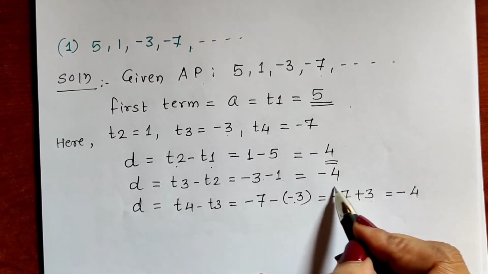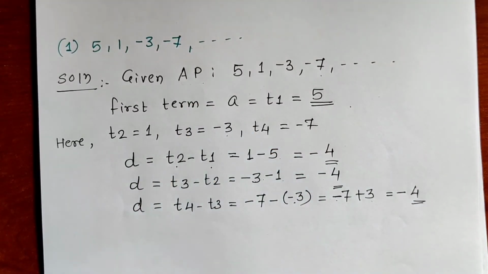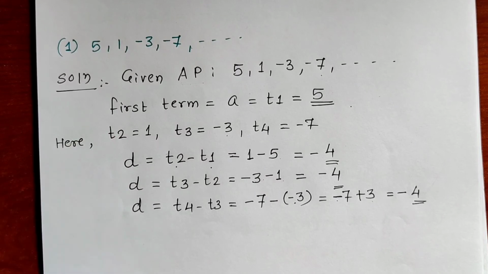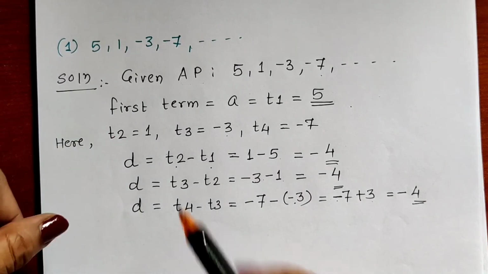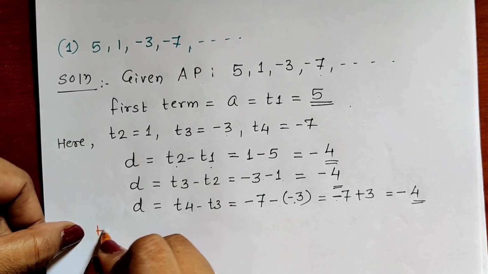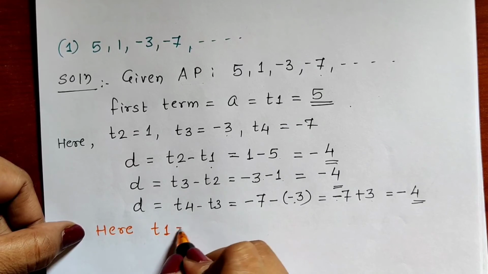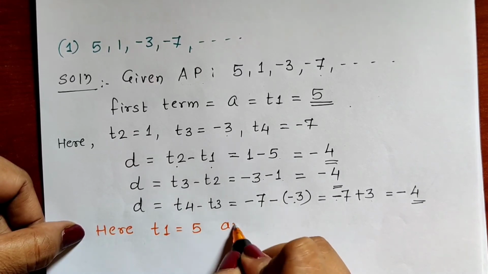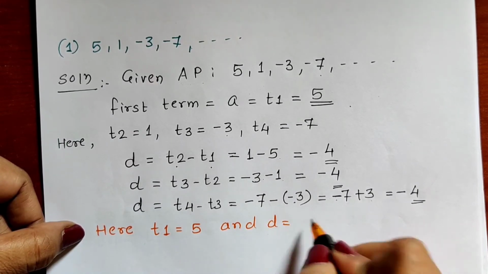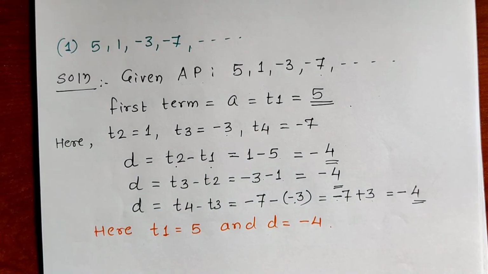So the common difference will be the same, as this is an AP. You don't need to do this every time. You can directly write it by doing T2 minus T1 only. So here T1 equals 5 and D equals minus 4. Next sum.